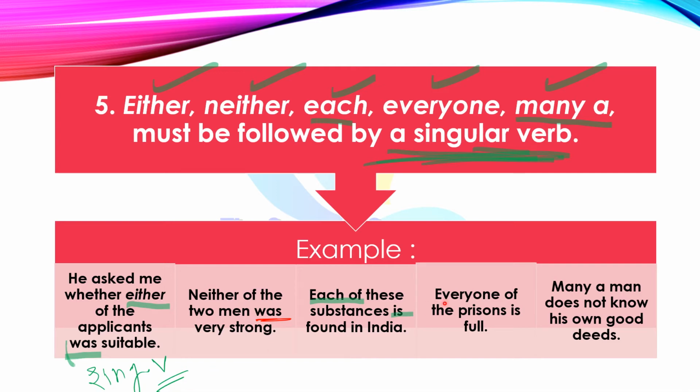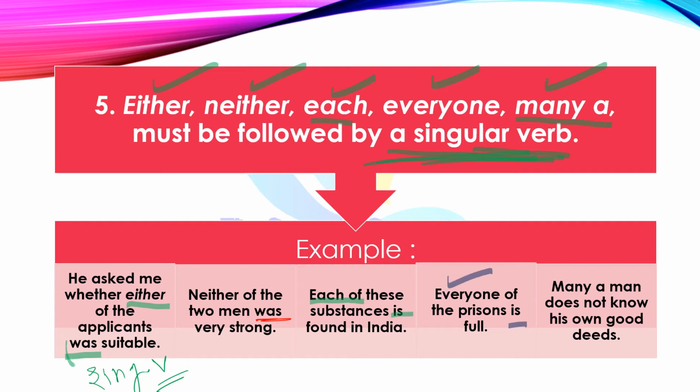Next example: every one of the prisons is full. So here, as you can see, everyone is actually used, so we will follow the singular verb form here because everyone is used.